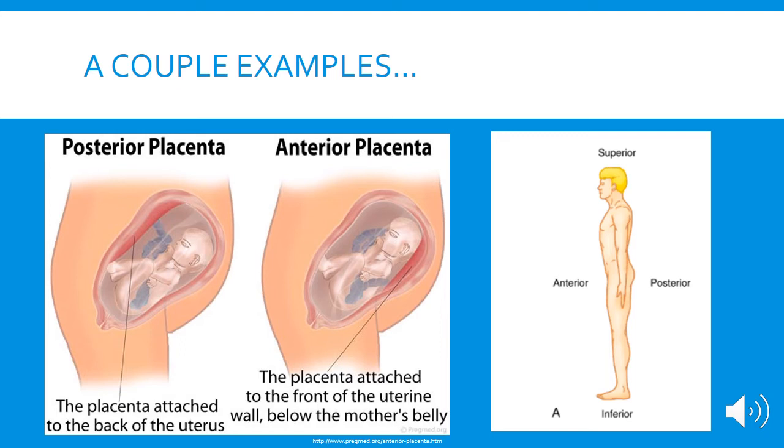So placentas are usually described as being anterior or posterior, with posterior being sort of at the back of the uterus, the wall closest to the spine, and anterior being at the front of the uterus, or the wall closest to the mother's belly.